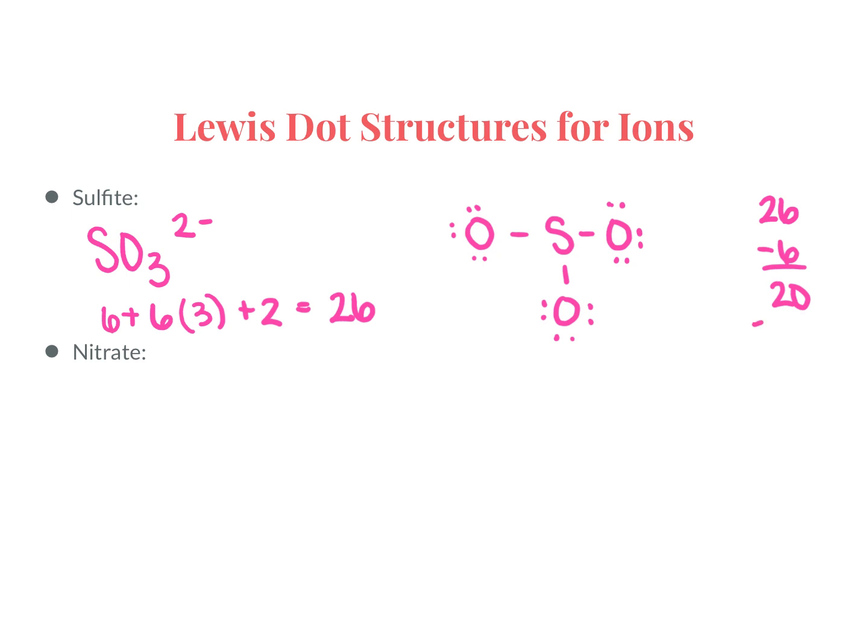So how many dots did we just draw? 18. Okay, so how many are left? 2. And then we're going to look at sulfur. Sulfur has 2, 4, 6. And how many total does it want? 8. So how many dots does sulfur need? 2. And we had 2. Okay, so should this be a good structure? Yes. Does each element have 8 now? Yes. Okay, and did we use all electrons? Yes.